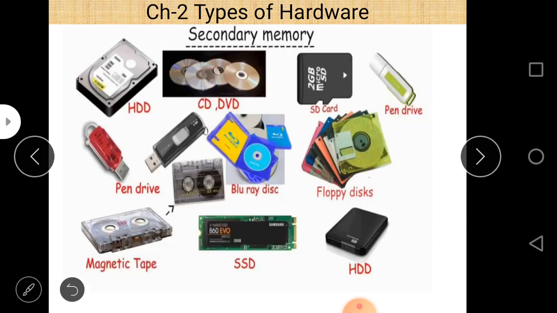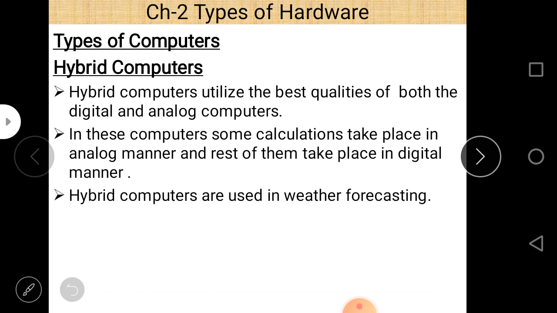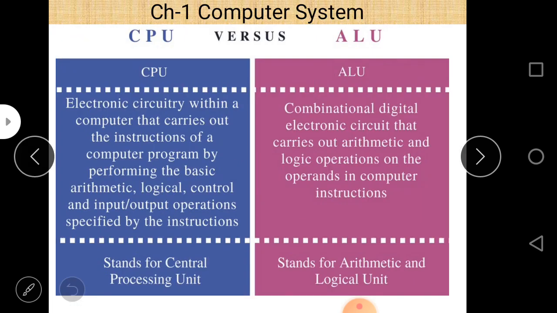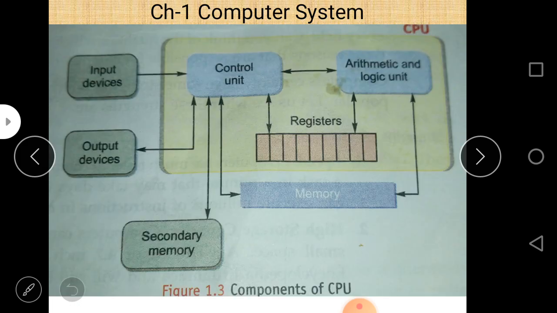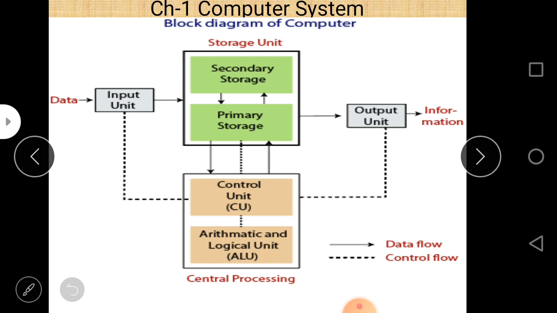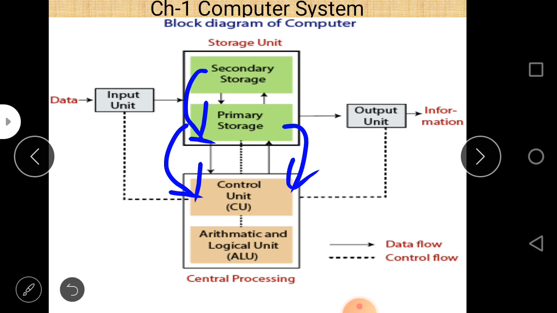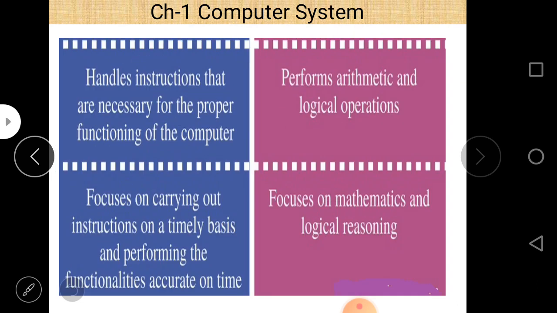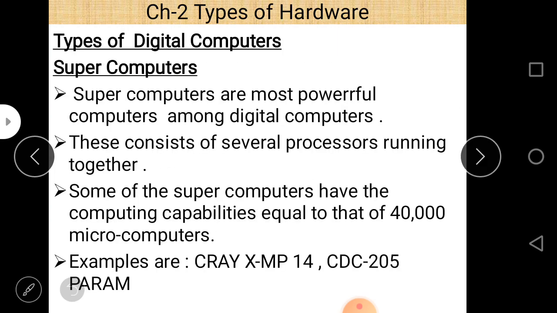Let us check the block diagram of the computer system. Primary storage can directly access the computer system, but secondary storage cannot be directly accessed. First of all, data goes from secondary to primary memory, and then after that it is accessed. So this is the basic difference between secondary storage and primary storage.